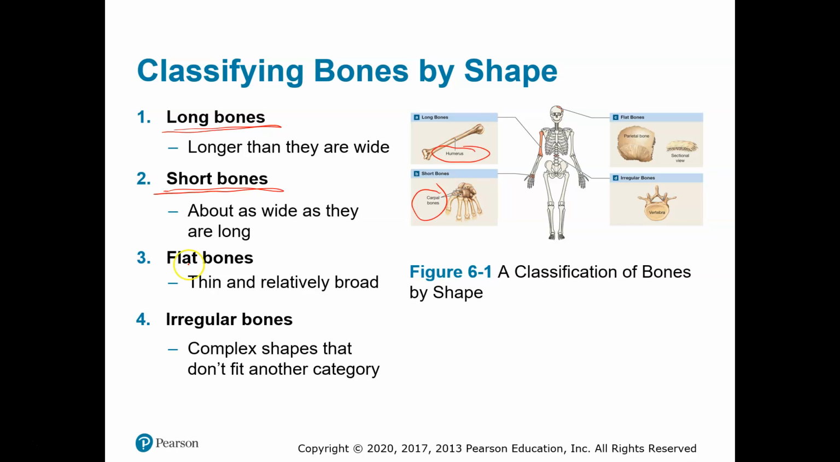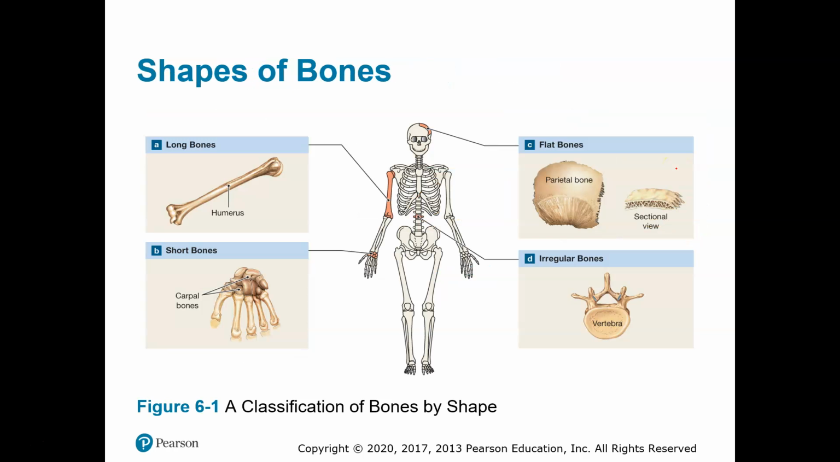Then you can have flat bones. An example of a flat bone is the parietal bones in the skull that form the skull. They're not flat and straight, but they're very thin and flat, even though they're curved. Irregular bones would be like your vertebrae. They have complex shapes. So here's one that's an irregular bone.